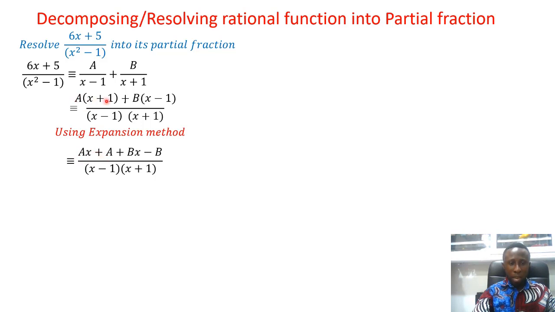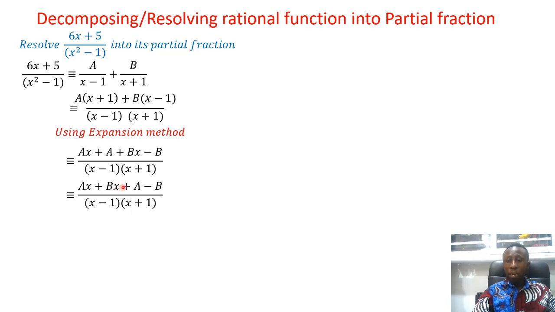So a times s plus a times the 1. That's the a plus b times s minus b. So if you multiply a, then you multiply the b, right? Now, how did the denominator be there?